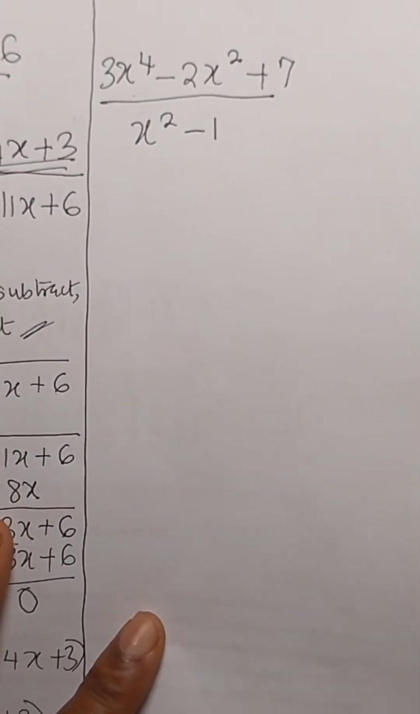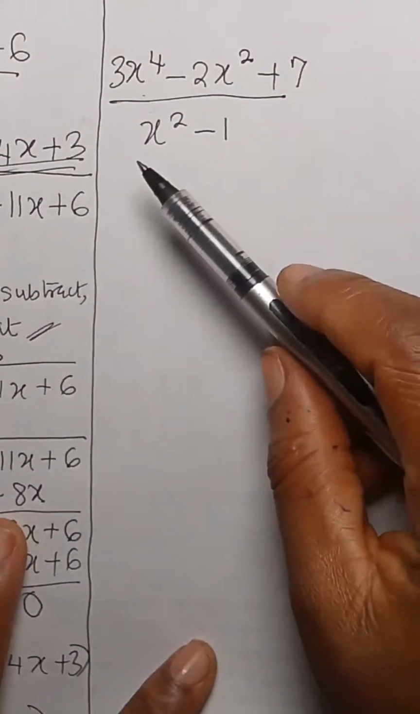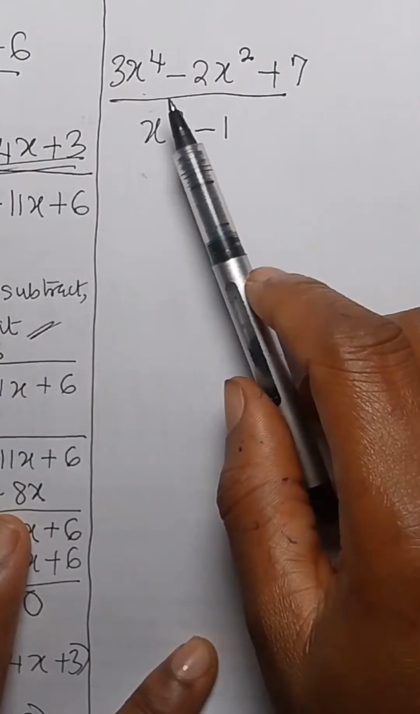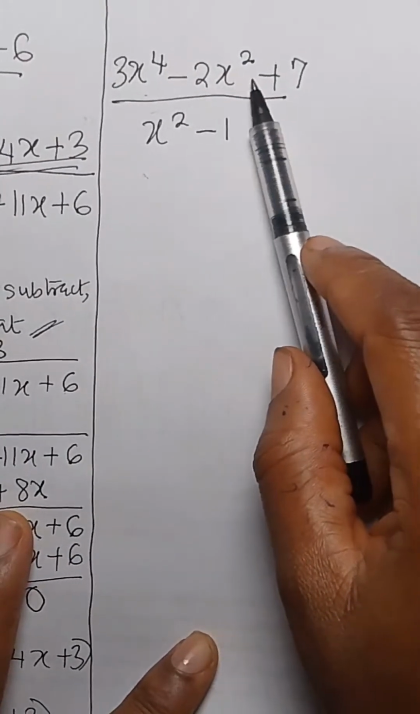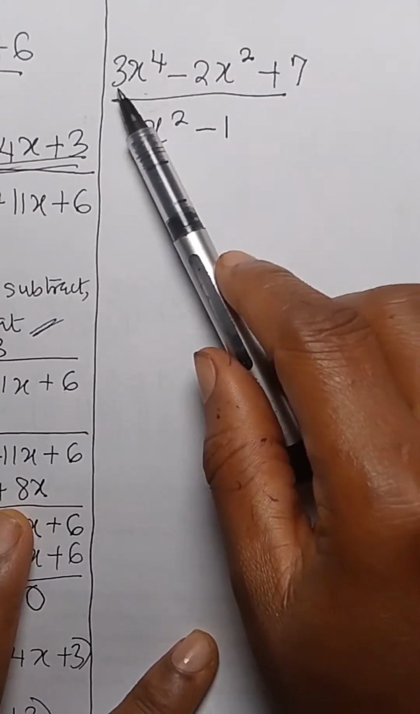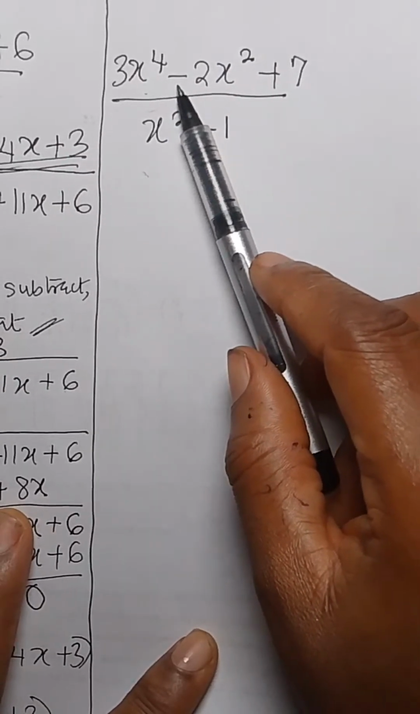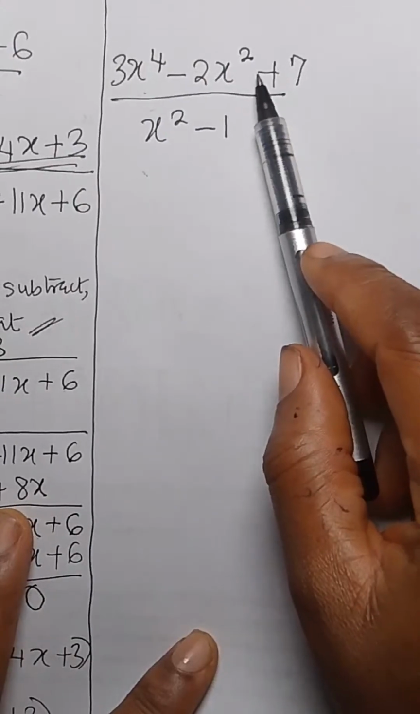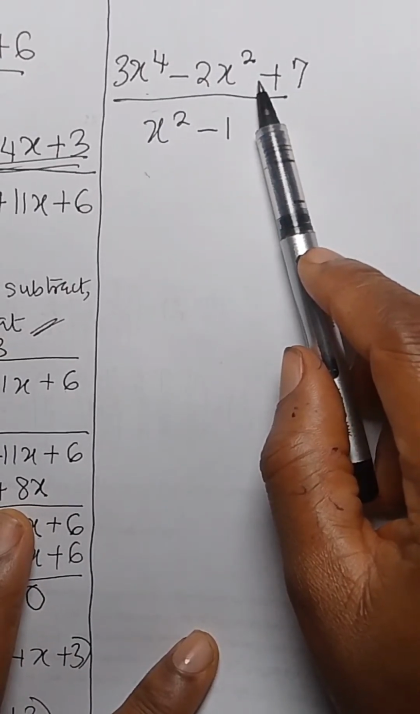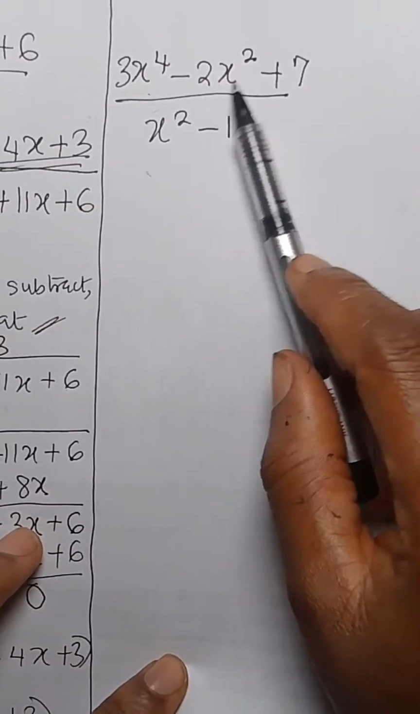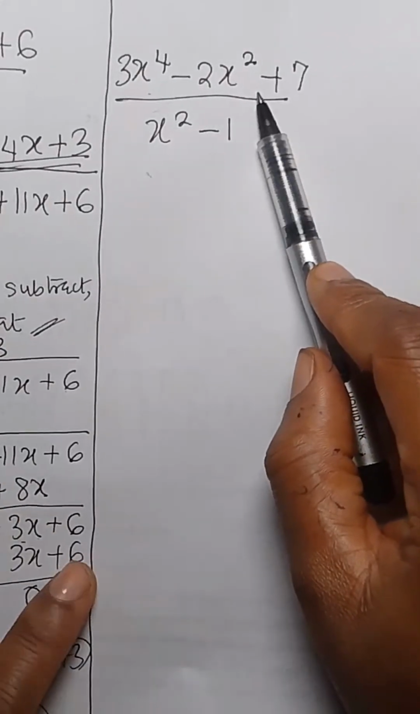Okay. Now, to solve this, we are going to first of all fix in the missing terms here. We have 3x to power 4. There's no x cubed here. There's no x to power of 1 here. So we are going to first of all replace them. We start by replacing them.